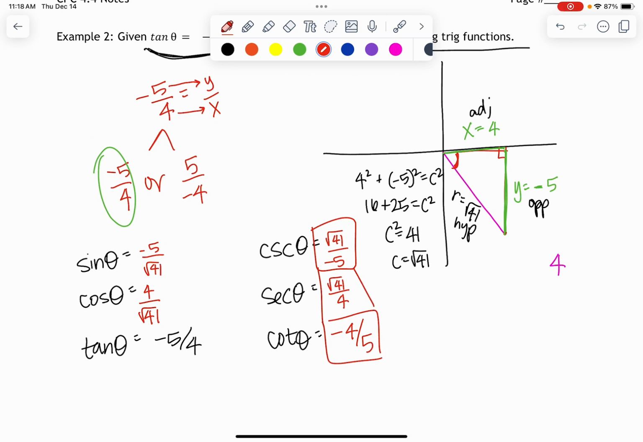So that one's done. And the last thing I have to do is simplify these or rationalize the denominator because they have a square root on the bottom. So I'll multiply by square root of 41 over square root of 41 to get -5 square root of 41 over 41. Here I have to do the same thing. I have a square root on the bottom, so I'll multiply by square root of 41 over square root of 41, and I get 4 square root of 41 over 41.